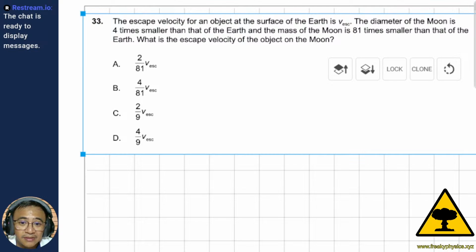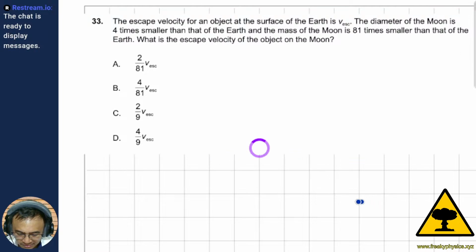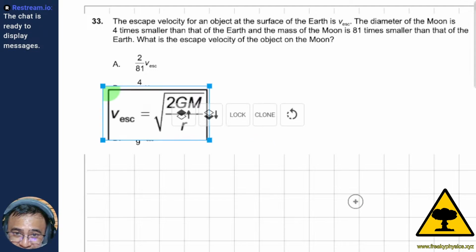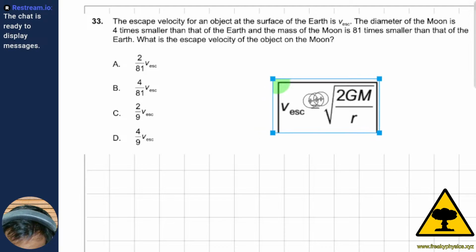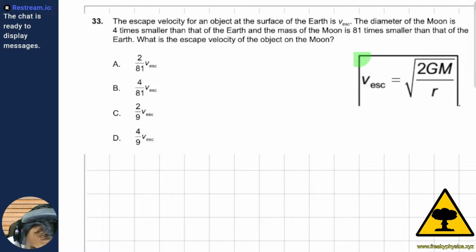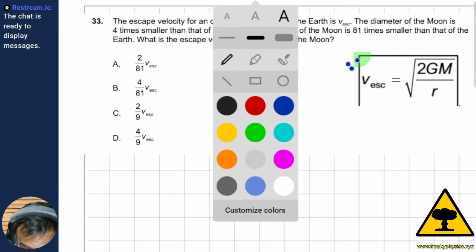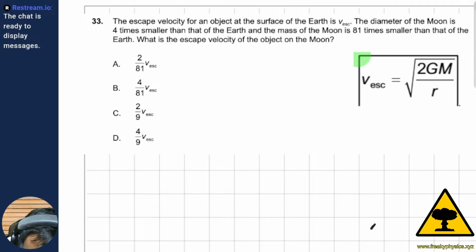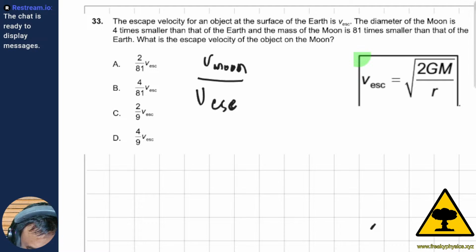Also, there is an equation in the data booklet that states what the escape velocity is. I'll just place it here right away. The equation is the square root of 2GM over r, like this. All we have to do now, because we're comparing, the fastest way to do this is to do a ratio. So I'll just do V moon over V escape, the escape velocity on Earth.